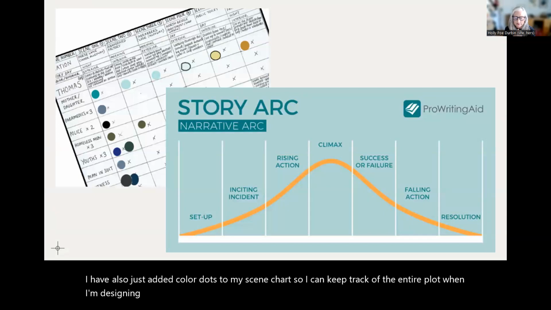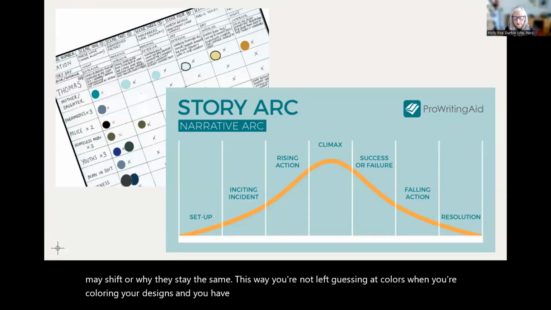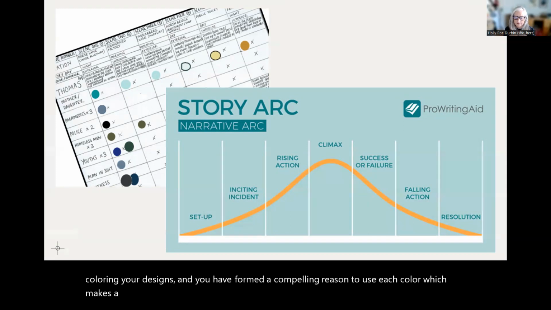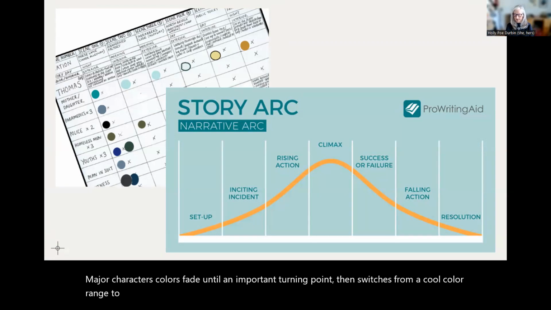This overview gives you a very solid idea of the entire show and how characters may shift or why they stay the same. This way, you're not left guessing at colors when you're coloring your designs, and you have formed a compelling reason to use each color, which makes a more comprehensive design. In the chart at left, you can see that a major character's colors fade until an important turning point, then switches from a cool color range to a warm color range.